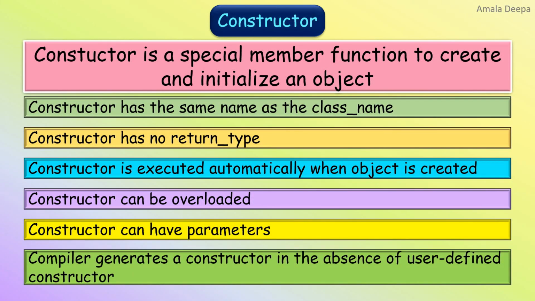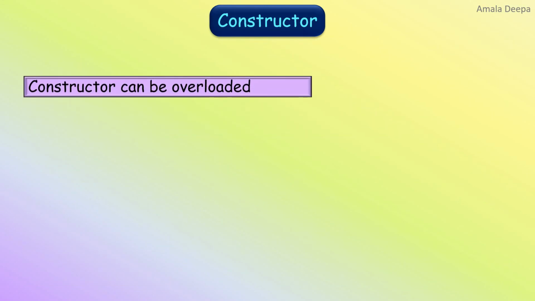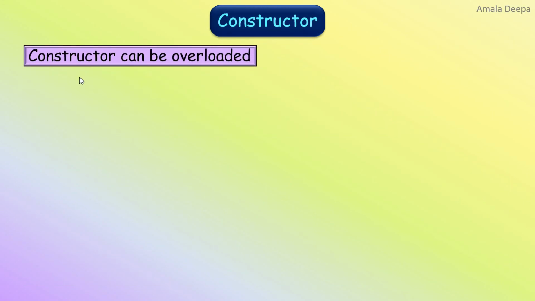Compiler generates a constructor in the absence of user-defined constructor. The meaning of the last point is, when the programmer does not define any constructor within the class, the compiler itself will generate a constructor. This constructor is also called as compiler-generated constructor. Constructor can be overloaded. Just now I explained this point in my examples. Constructor overloading means you can define more than one constructor within the same class.